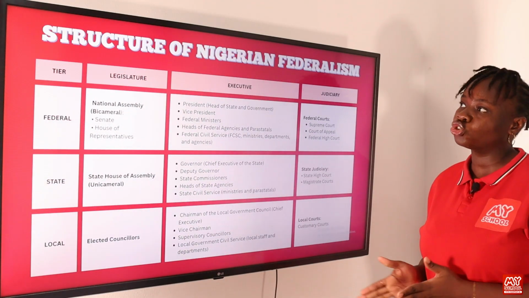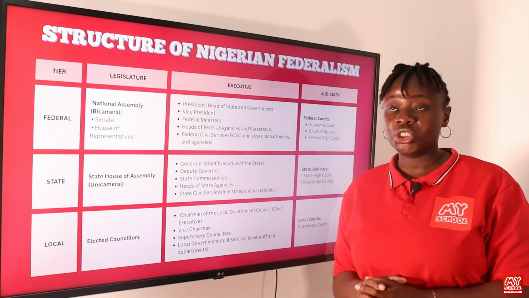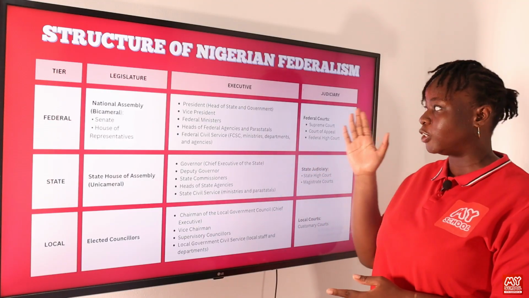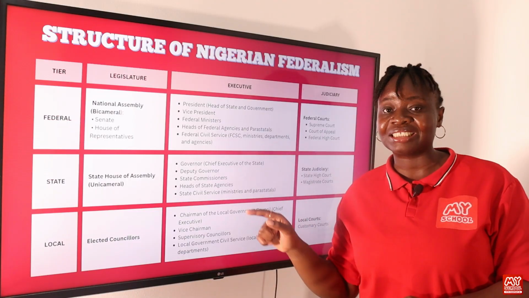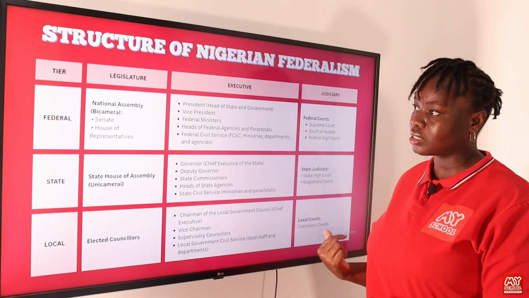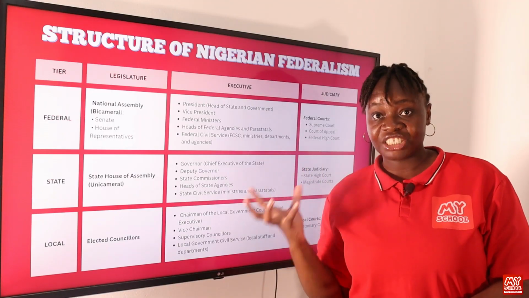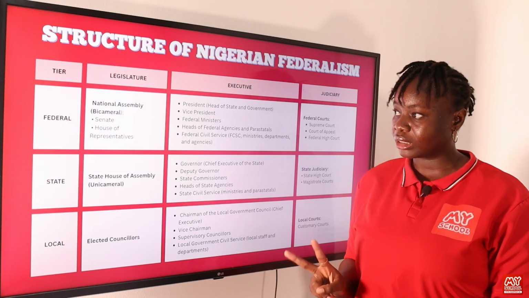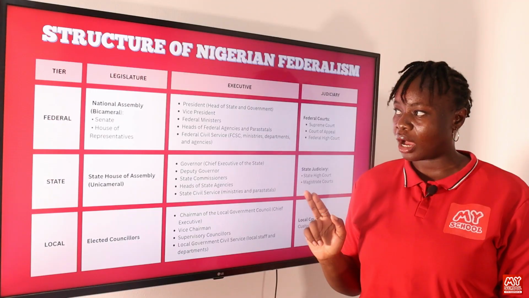Now we're going to discuss the structure of Nigerian federalism. Nigerian federalism is structured in such a way that we have three different arms of government: the legislature, the executive, and the judiciary, all duplicated among the three levels of government: the federal, the state, and the local. As it is in the federal, so it is in the state and the local governments. For the federal government, the legislature consists of the National Assembly, which is a bicameral legislature. That means it has two legislative houses: the House of Senate, which is the upper house, and the House of Representatives, which is the lower house.